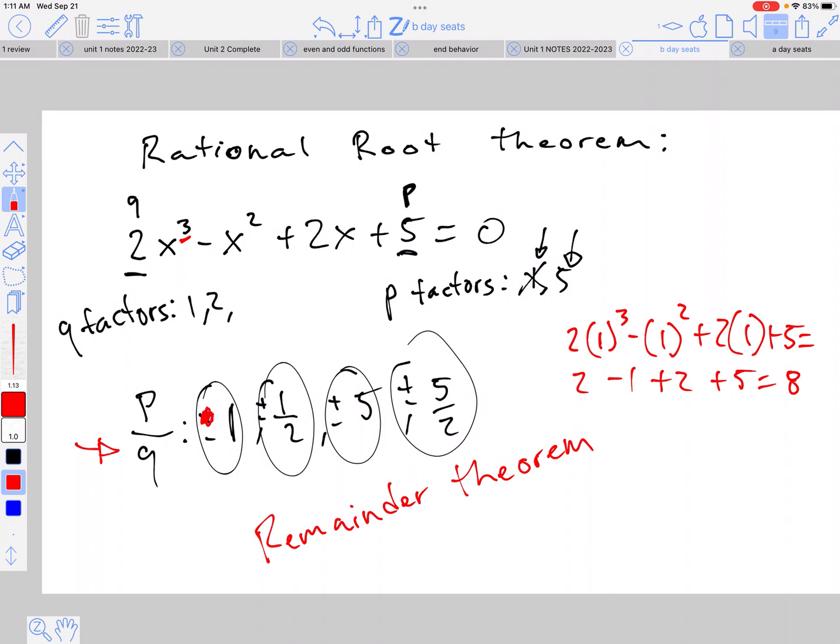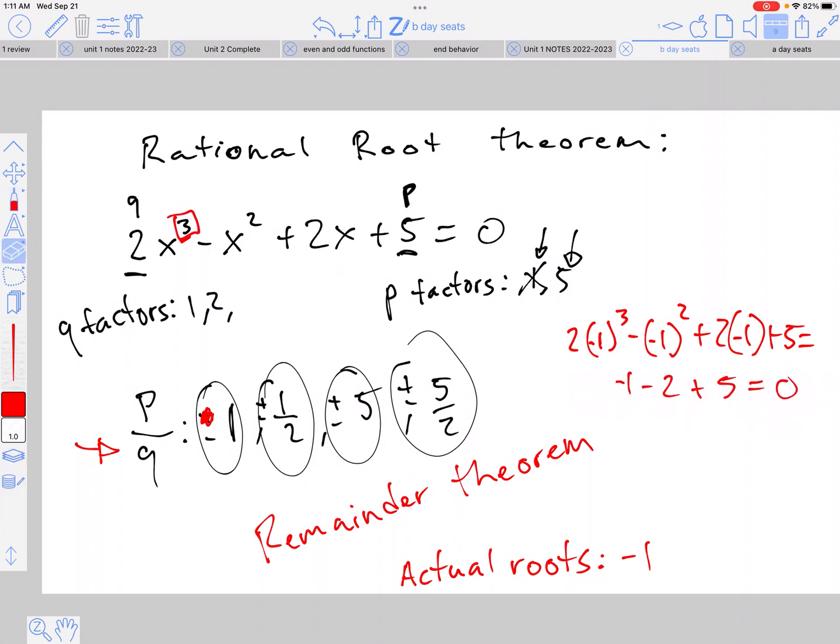So I'm going to now try -1. So I'm just going to change all those to negatives. I'm going to plug in a -1 and see if that works. So -1 cubed is -1. -1 times 2 is -2. All right, -1 squared is 1, but minus 1. 2 times -1 is -2 plus 5. So I have -2 minus 1 is -3, minus 2 is -5, plus 5 is 0. So I know that -1 is an actual root. Now remember, I have 2 more that I'm potentially looking for.